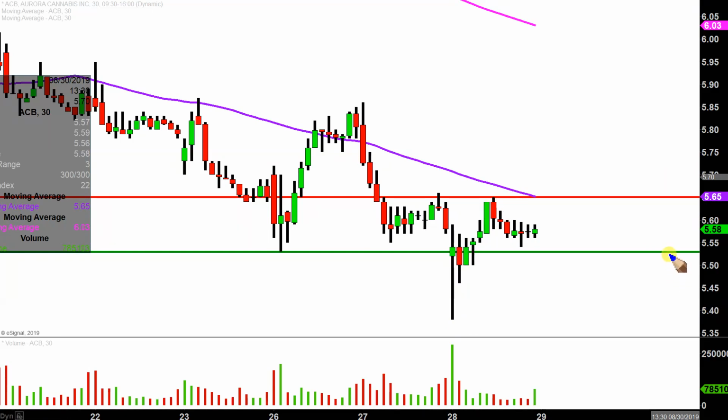And then as far as supports are concerned, this level down here at right around 553 remains support. Now, it was definitely violated earlier today, but to give credit where credit's due, a very nice sign of power that the price was able to not only bounce back up to the 553 mark, but then get above it and stay above it.